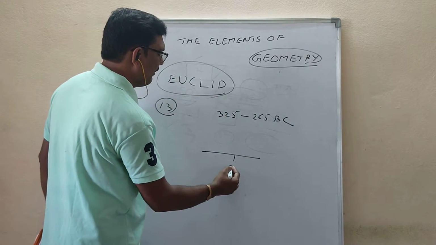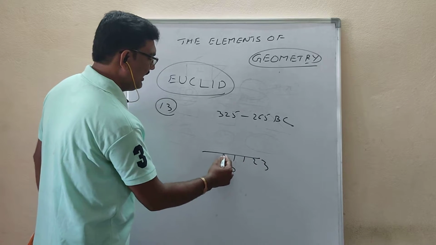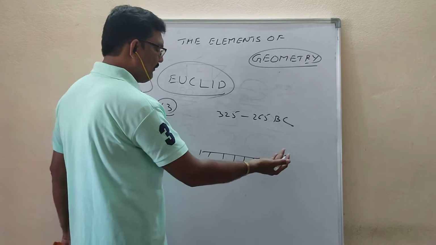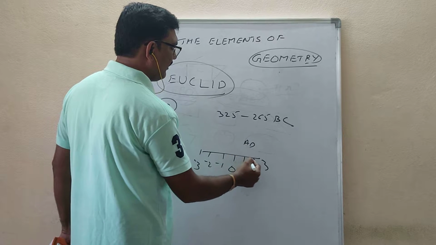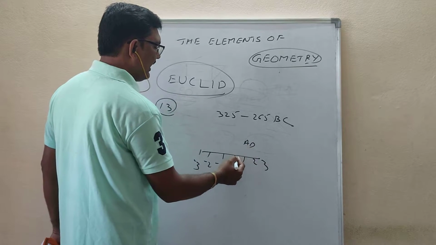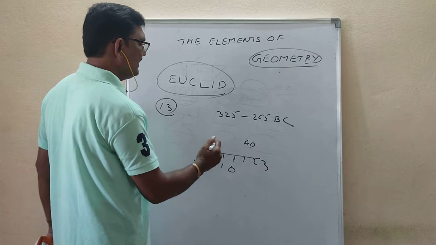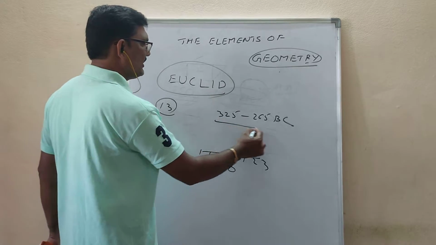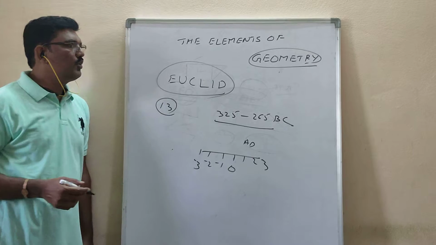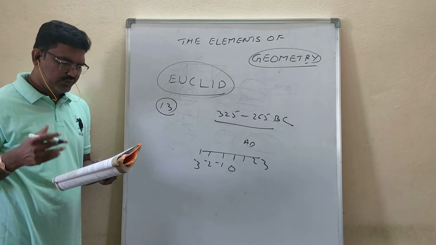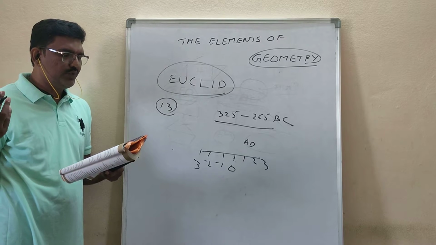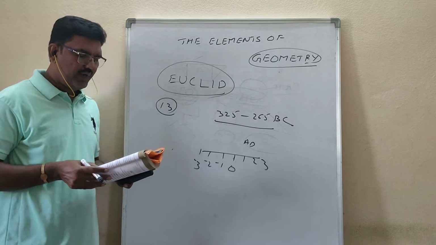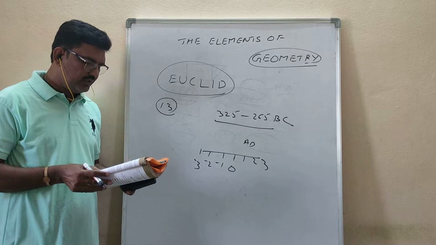Like numbers 0, 1, 2, 3, and here -1, -2, -3, the integers go before Christ and after Christ. AD means after the death of Christ, where numbers will be increasing, and here numbers will be decreasing. So first 325, then you are getting 265. Euclid's period is 325 to 265 BC, and he proposed so many things which we didn't know at that time. He prepared everything, so he is called the father of geometry.